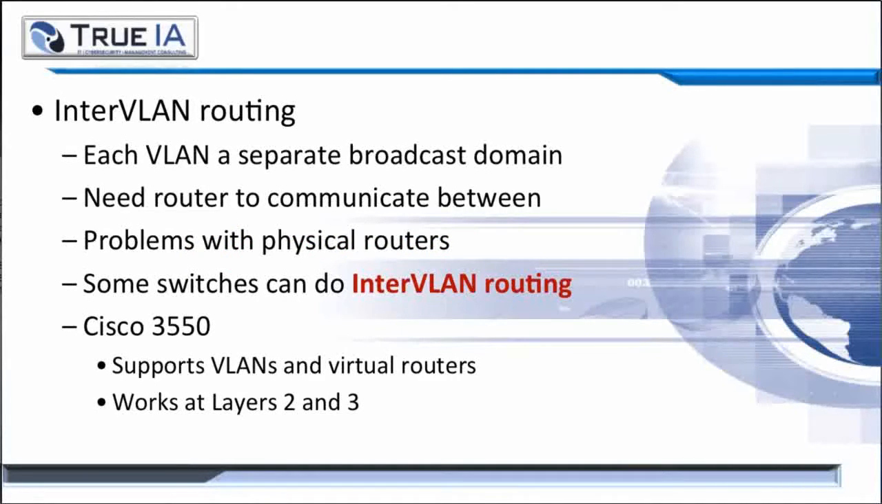Next, we'll talk about inter-VLAN routing. So each VLAN is its own separate broadcast domain. You typically need a router to communicate between different layer 3 devices. This is a limitation with physical routers. So some switches can do what is identified as inter-VLAN routing. For instance, the Cisco 3550 supports VLANs and then virtual routers through additional modules. This allows the switch to work at both layer 2 and layer 3.